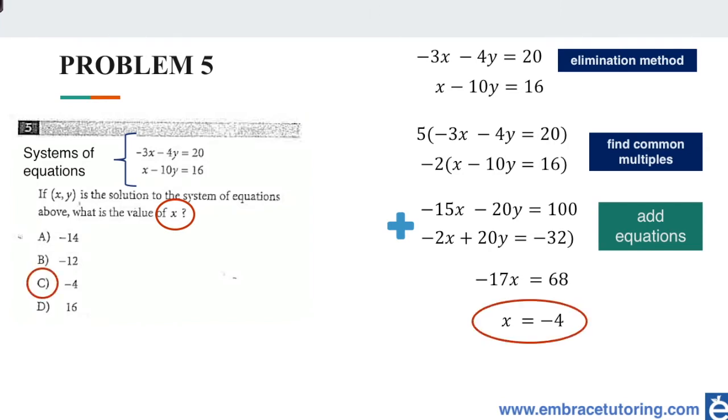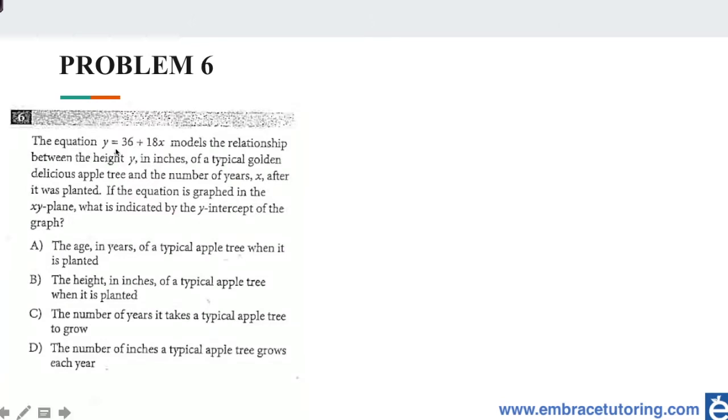Problem number 6 states the equation y equals 36 plus 18x models the relationship between the height y in inches of a typical golden delicious apple tree and the number of years x after it was planted. If the equation is graphed in the xy plane, what is indicated by the y-intercept of the graph?